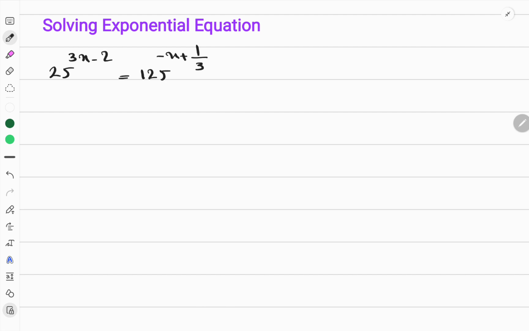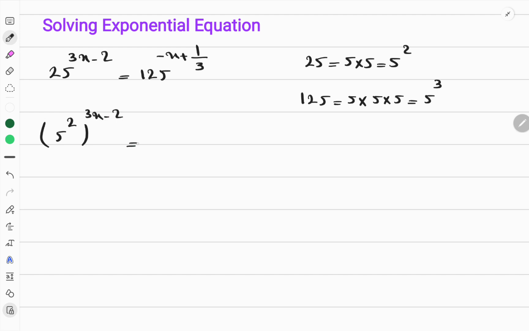Okay, 25 to the power of 3x minus 2 equals 125 to the power of negative x plus 1 over 3. Okay, so we know that 25 equals 5 times 5, which is 5 squared, and 125 is 5 times 5 times 5, which gives you 5 cubed. So express 25 as 5 squared raised to the power 3x minus 2, and 125 expressed as 5 cubed raised to the power of negative x plus 1/3.